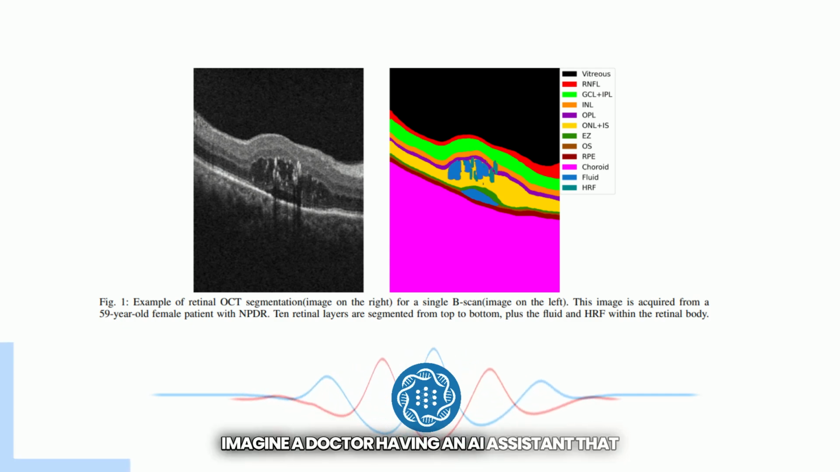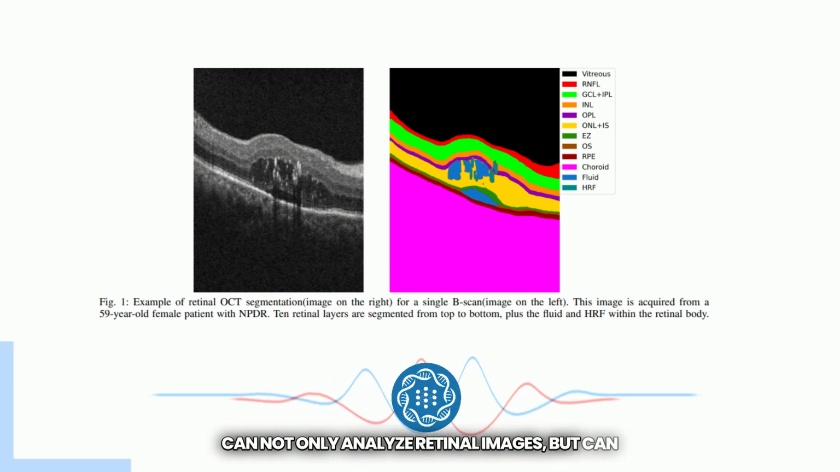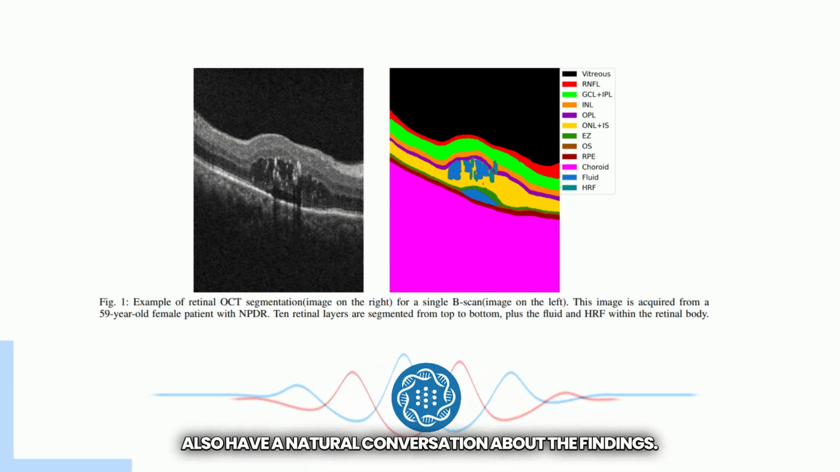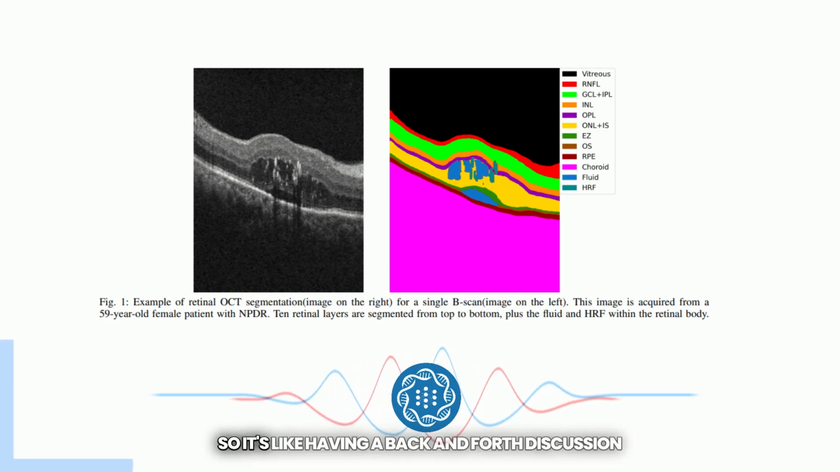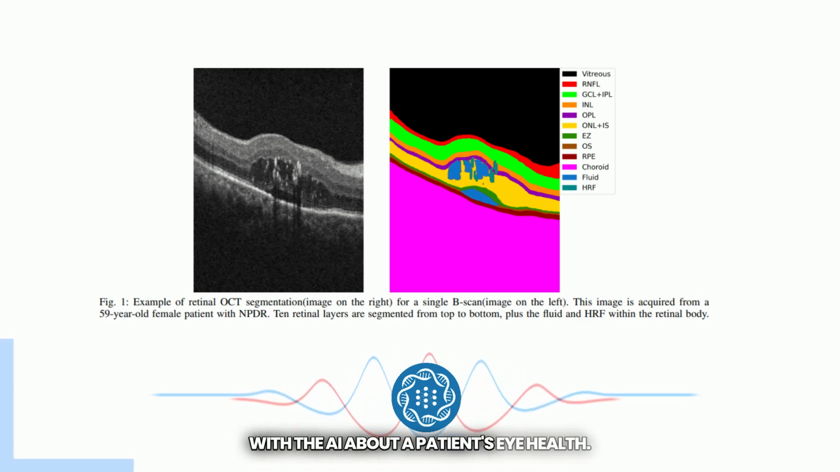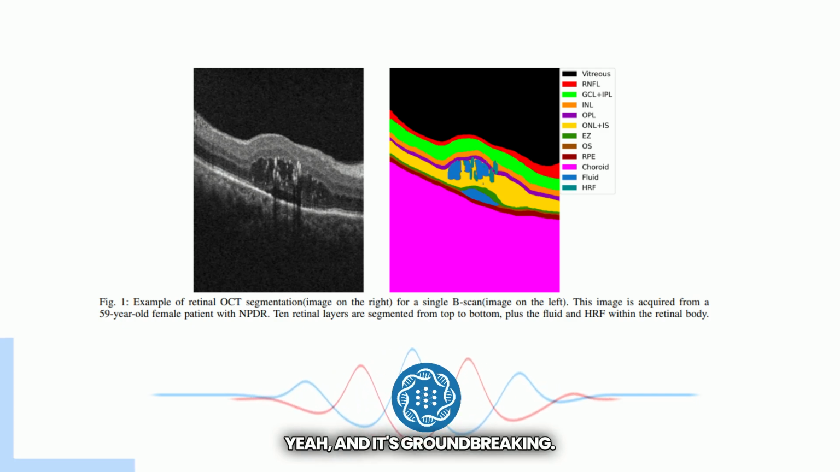Imagine a doctor having an AI assistant that can not only analyze retinal images, but can also have a natural conversation about the findings. Right. That's basically what RetinalGPT does. So it's like having a back-and-forth discussion with the AI about a patient's eye health. That's amazing. Yeah, and it's groundbreaking.